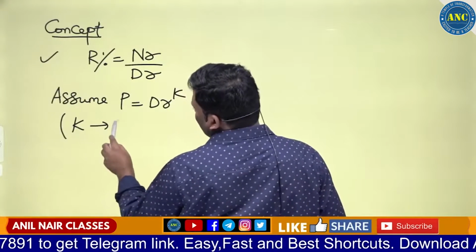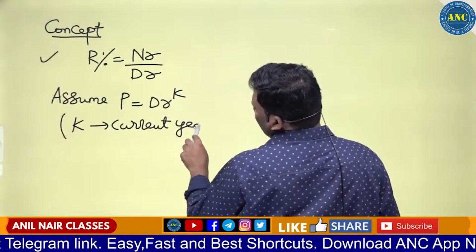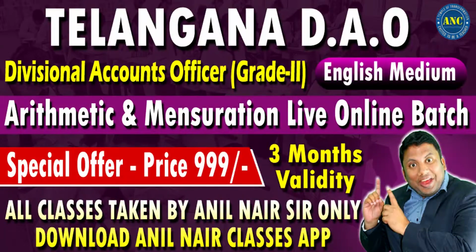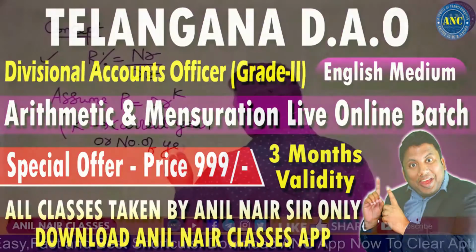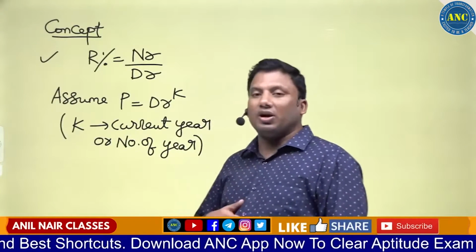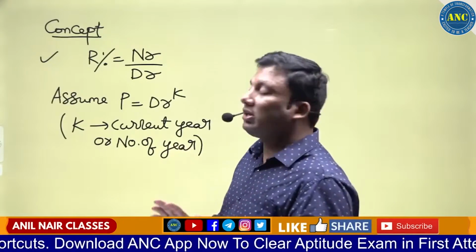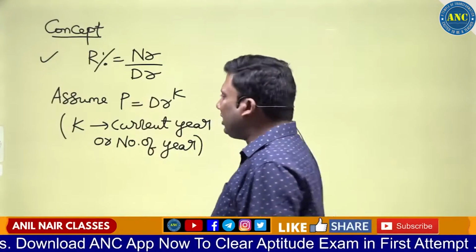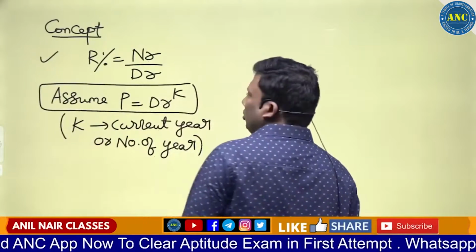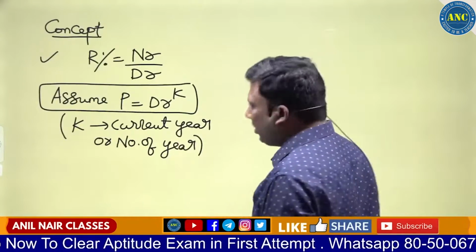K refers to the current year or the number of years. If the second year is going on, then 2 years have been completed. Anything with respect to time period, if it is given, take the principal as denominator power k. This is the first point.